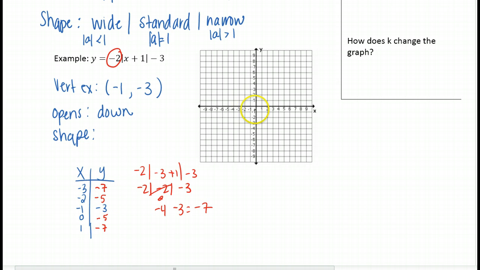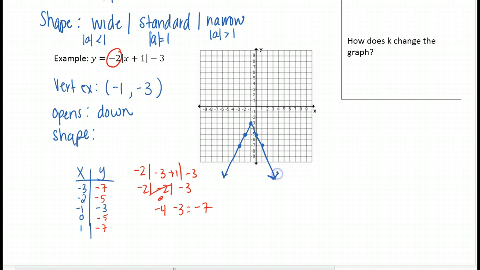So I'm going to plot the points. I've got negative 3, negative 7, negative 2, negative 5, negative 1, negative 3, 0, negative 5, and 1, negative 7. Oop, that's a bad line. But let's make sure we draw a nice, pretty graph.